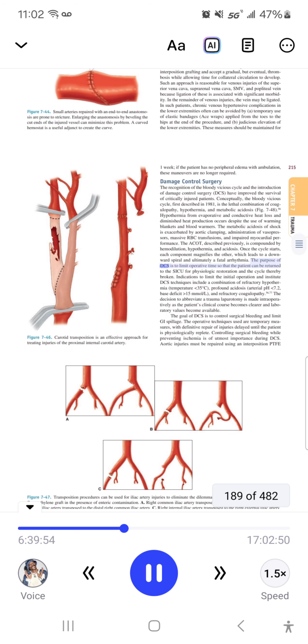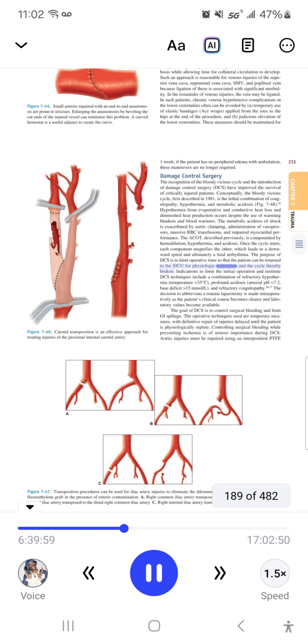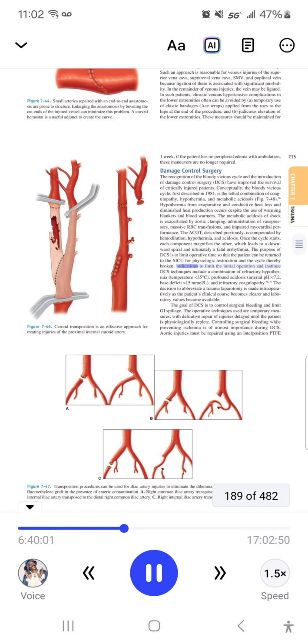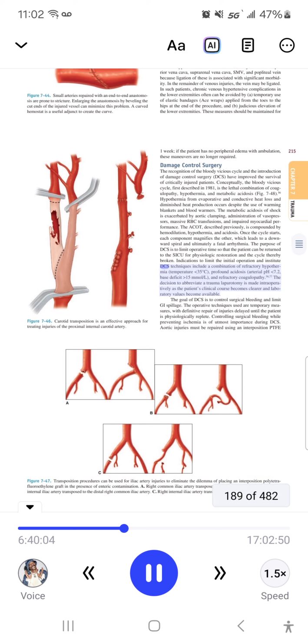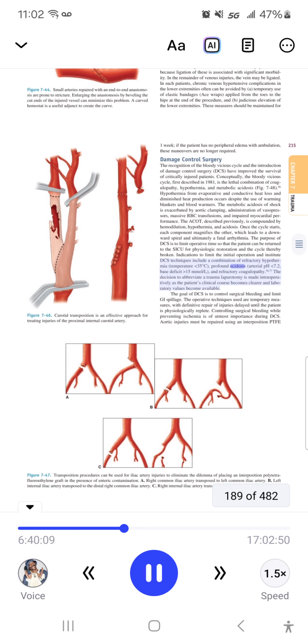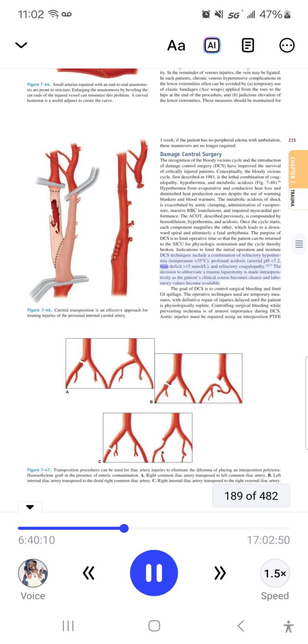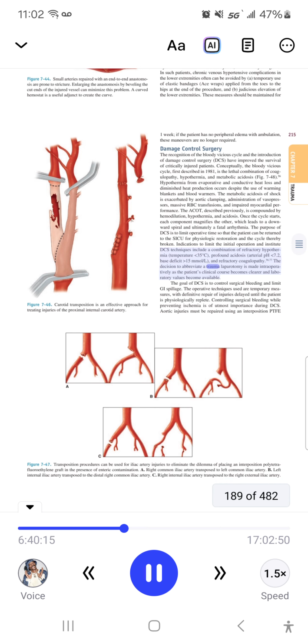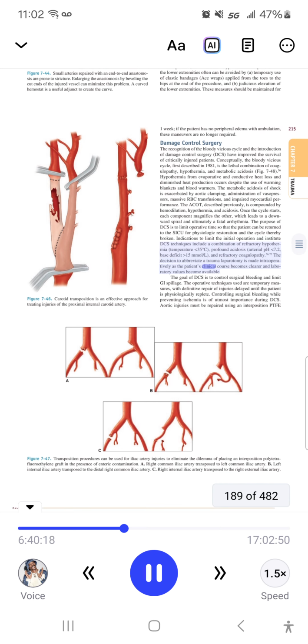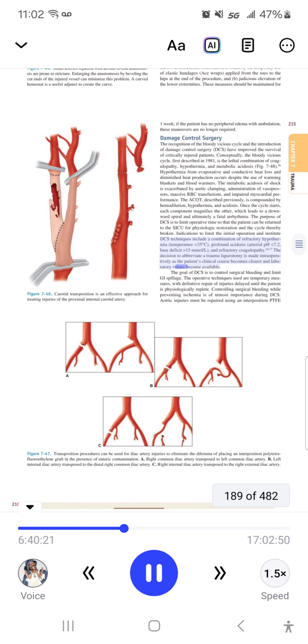The purpose of DCS is to limit operative time so that the patient can be returned to the ICU for physiologic restoration and the cycle thereby broken. Indications to limit the initial operation and institute DCS techniques include a combination of refractory hypothermia, temperature below 35 degrees C, profound acidosis, arterial pH below 7.2, base deficit above 15 mmol/L, and refractory coagulopathy. The decision to abbreviate a trauma laparotomy is made intraoperatively as the patient's clinical course becomes clear and laboratory values become available.